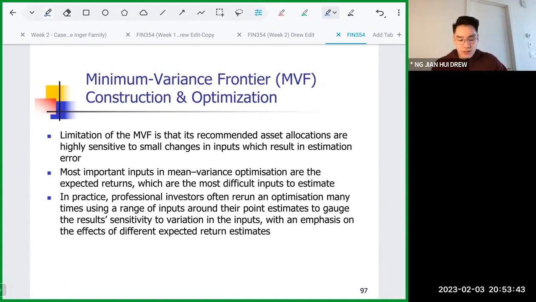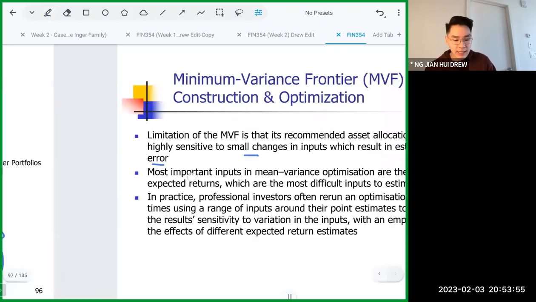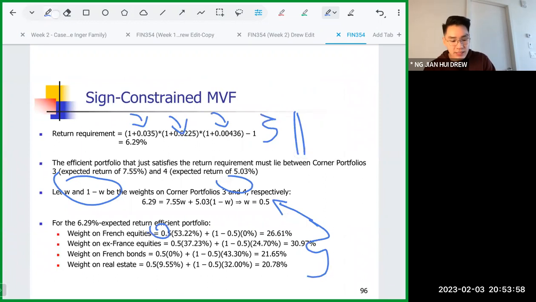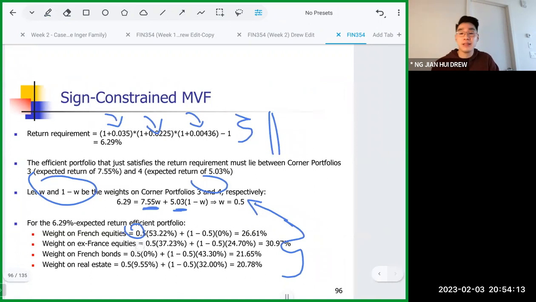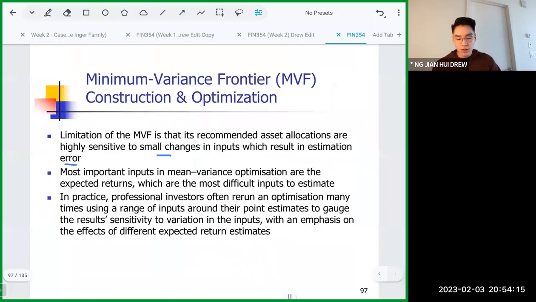Now, these are some limitations of the mean variance frontier: it's very sensitive to small changes in your estimated returns. Remember, when we calculated, we need to know this, right? So it's very sensitive to the requirements, and also to your portfolio returns. Your expectation of the returns on the portfolio will determine your weight, and then your weight will determine your asset allocation. Okay, so it's very sensitive.